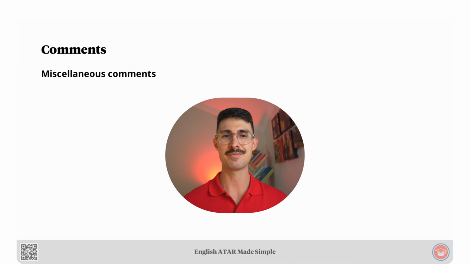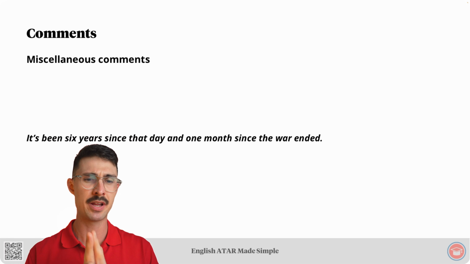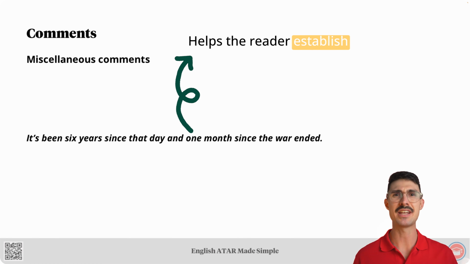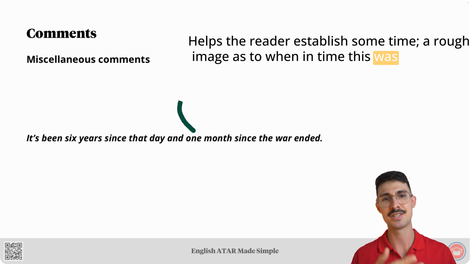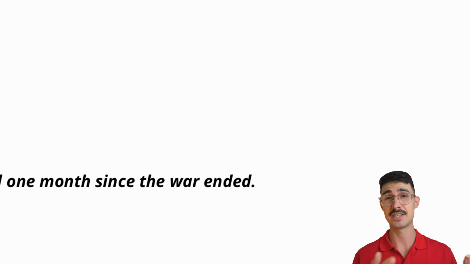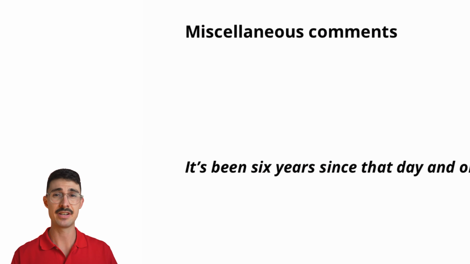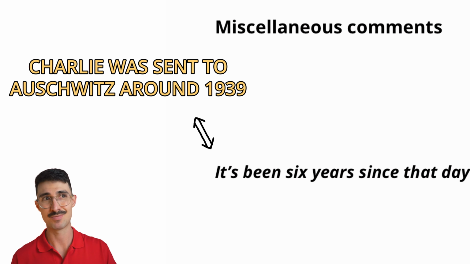Here are some miscellaneous comments. It's been 6 years since that day and 1 month since the war ended. What's the point of this sentence? It helps the reader establish some time, a rough image as to when in time this was happening. 1 month since the war ended in 1945. So we know that now it is about 1945. The war started in 1939, so we can intuit that Charlie was actually sent to Auschwitz around 1939.